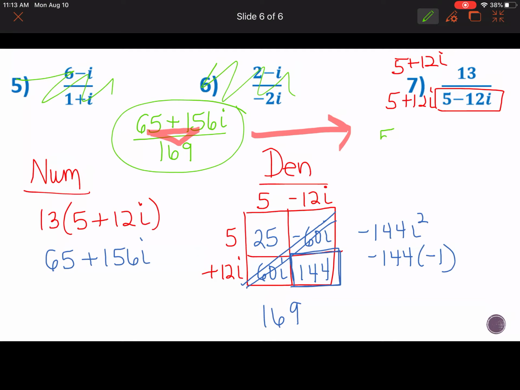So that gives me 5. 65 divided by 13 is 5, plus take 156 and divide that by 13, and that gives you 12i. And then if you take 169 and divide it by 13, you get 13. So this would be the best answer.